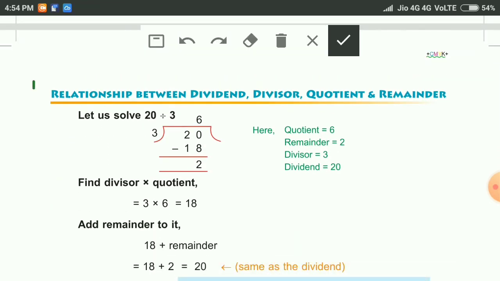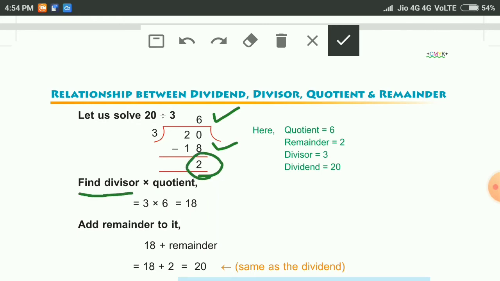On this page, we will learn the relationship between dividend, divisor, quotient and remainder. We have to solve, suppose, 22 divided by 3. We write here 22, we write here 3, and 3 6s are 18, we write here 18, and 2 we get as a remainder.